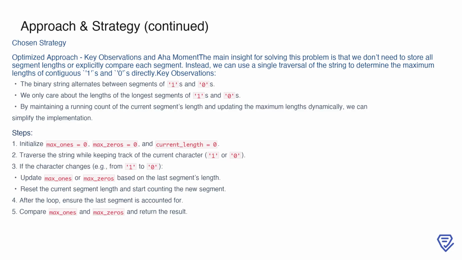The process involves initializing variables max_1s, max_0s, and current_length to 0. As you traverse the string, you track the current character and count the length of the ongoing segment.